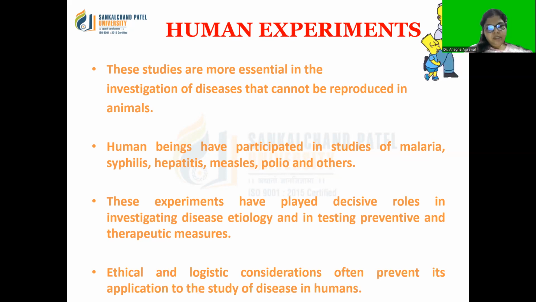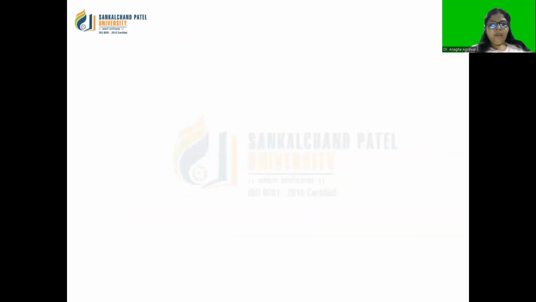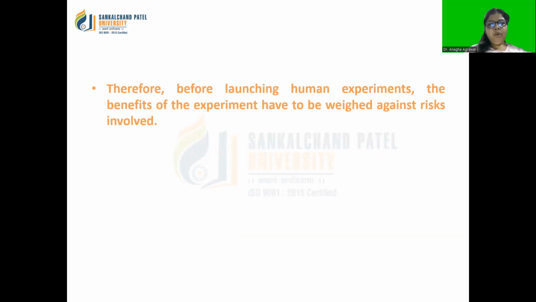Ethical and logistic considerations often prevent its application to the study of disease in humans. So, ethically, you cannot actually harm somebody to get some results. So you have to be very cautious when you're planning a human experimental study. Therefore, before launching human experiments, the benefits of the experiment have to be weighed against whatever the problems are with that study, and ultimately you have to take a decision accordingly.